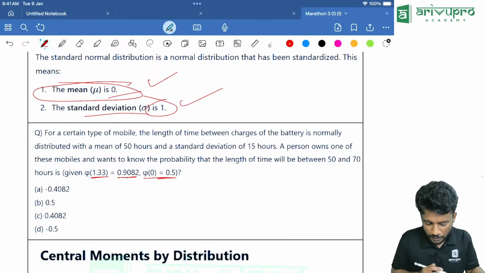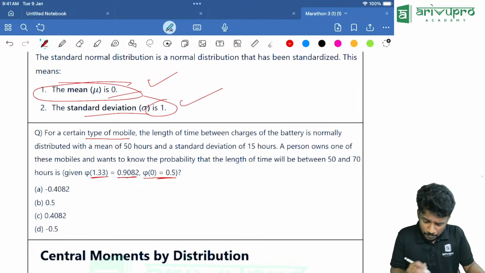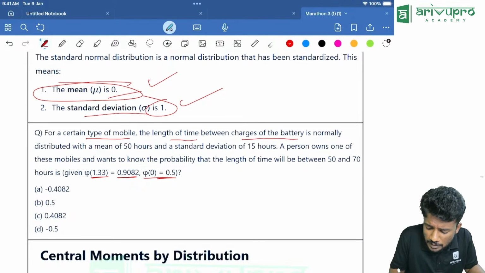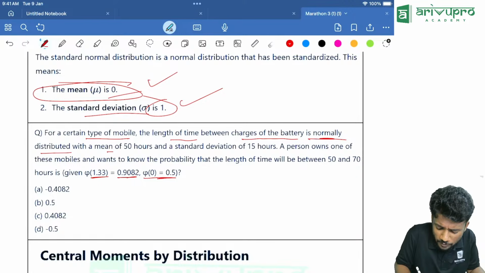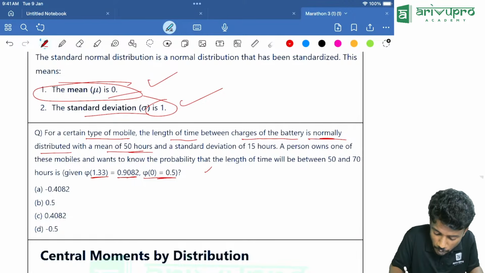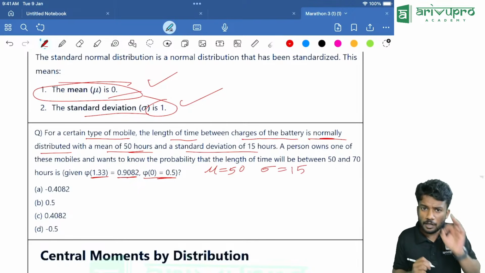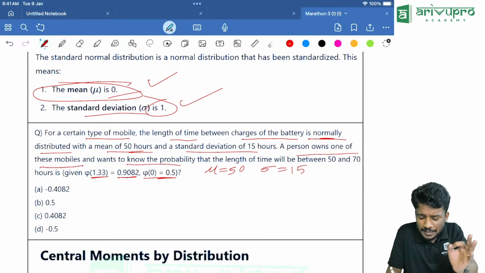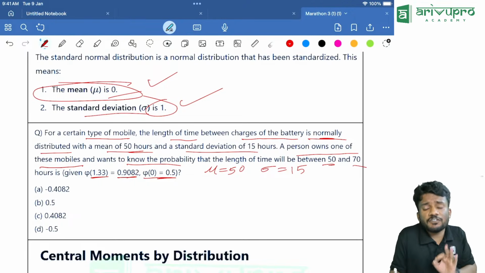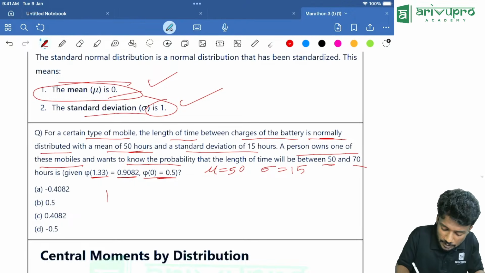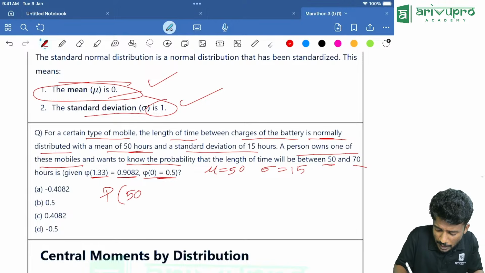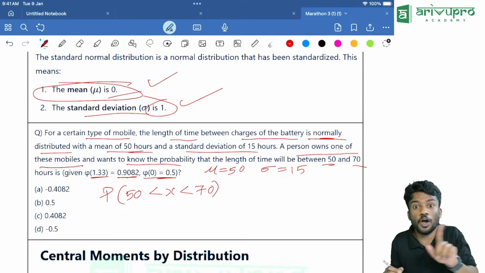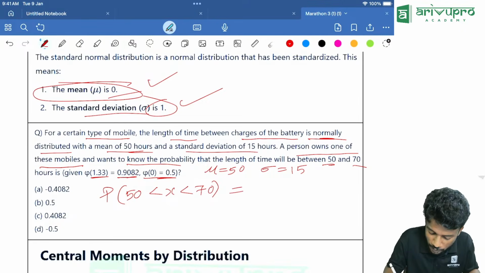Now people, look here. For a certain type of mobile, the length of time between charges of the battery is normally distributed with a mean of 50 hours. So they are telling us mu value is 50 and the standard deviation sigma value is 15. A person owns one of these mobiles and wants to know the probability that the length of time will be between 50 and 70. So he is looking at x value in between what and what? 50 and 70. Is it standard? No. We need to convert it to standard. So how will you convert to standard?